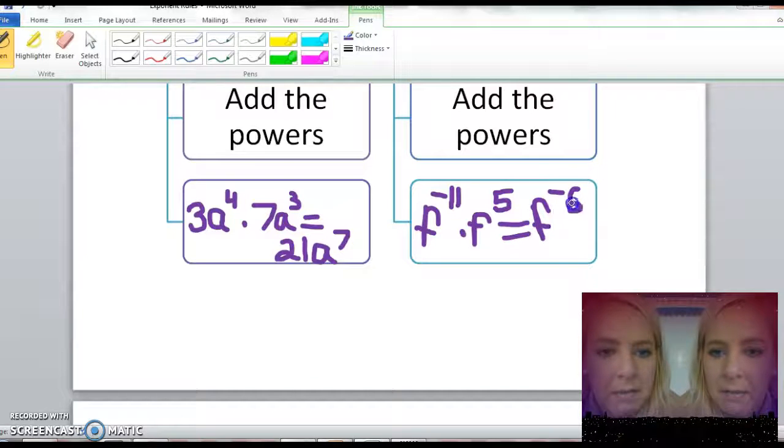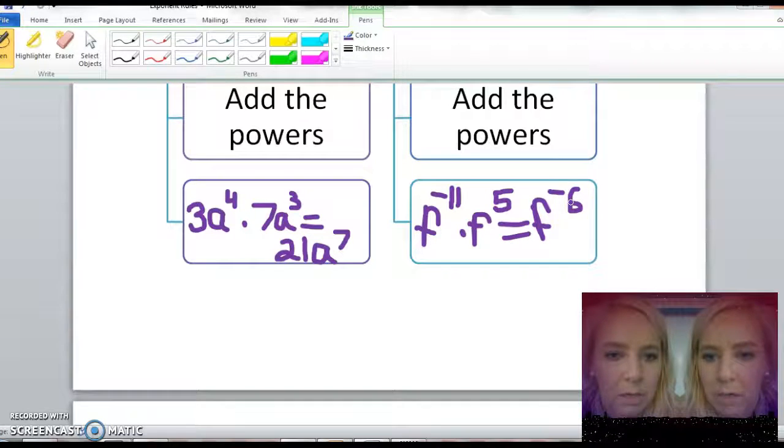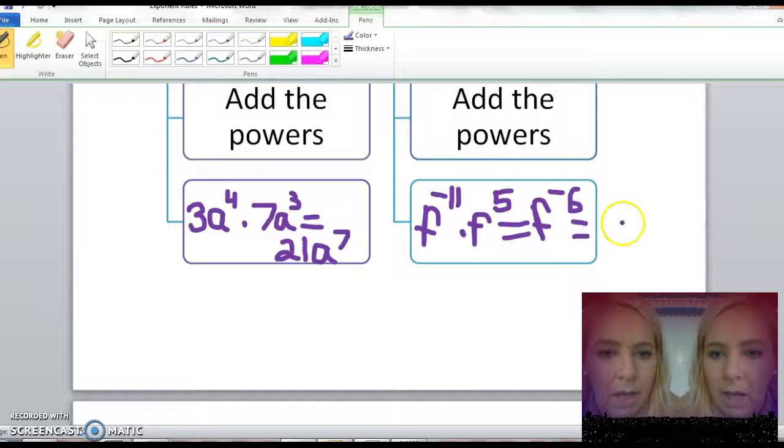In class, we practice how to write a negative exponent. So f to the negative 6th power. When you go to high school, you're going to want to write it so that you have all positive exponents. So I'm going to use my negative power rule. I'm going to rewrite this and put it in the denominator in order to make my exponent positive. So this would be f to the 6th power with 1 as my numerator.